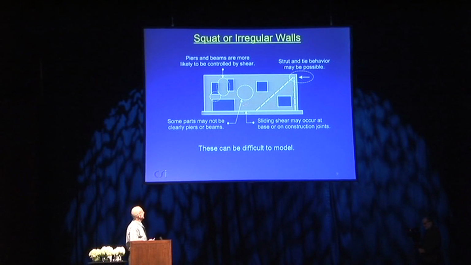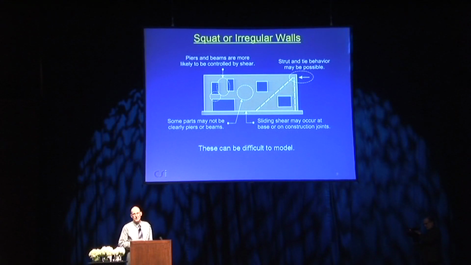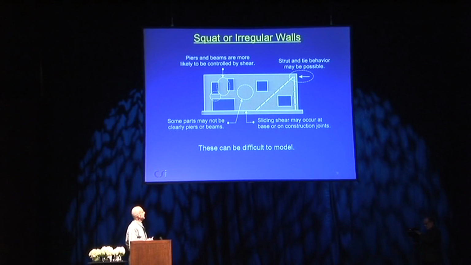Some parts like this, it's not obviously a beam, and it's not obviously a pier. In a situation like this, where a lateral load is shown, it's possible for a tension tie to develop through here with sufficient vertical reinforcement, coupled with a compression diagonal, and you can develop strut and tie or truss behavior, which can dramatically strengthen the beam. And shear can be more of an issue.